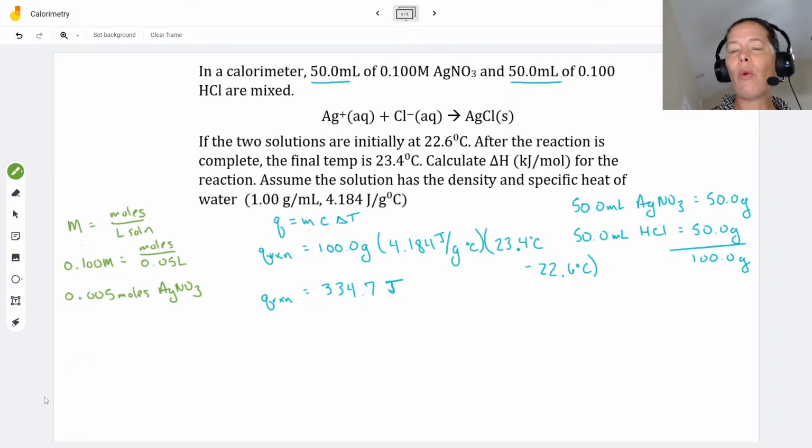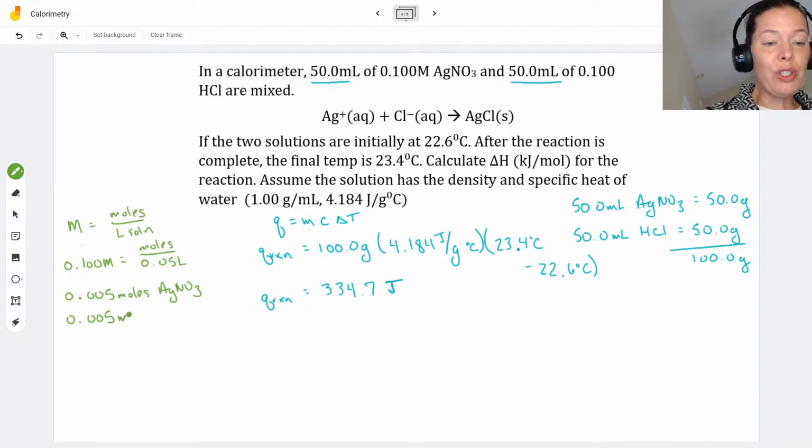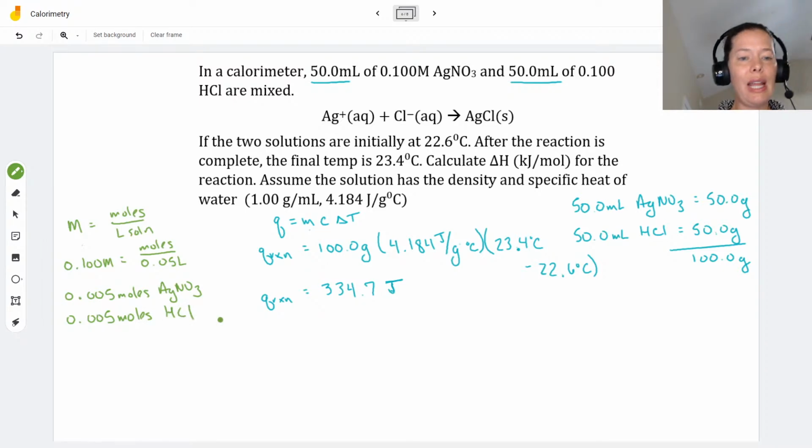Hopefully you see I have the exact same numbers for hydrochloric acid. I'm going through the exact same calculation. That means I have 0.005 moles of hydrochloric acid as well. So I've got the same number of moles.